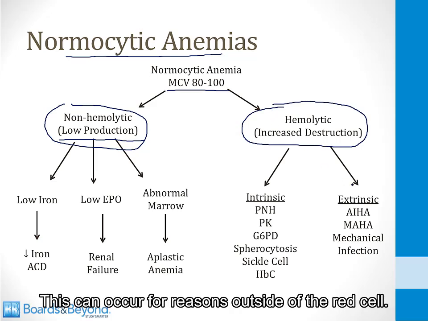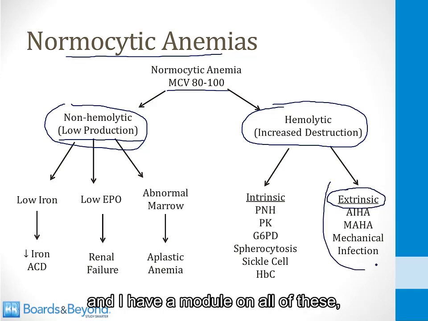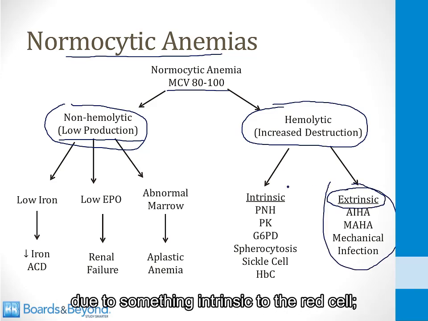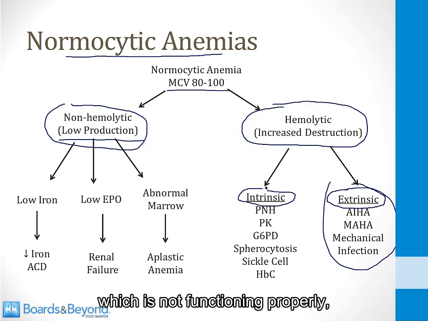This can occur for reasons outside of the red cell. These are called extrinsic hemolytic anemias, and I have a module on all of these. But these can also occur due to something intrinsic to the red cell. In other words, a normal part of the red cell which is not functioning properly, and that is causing hemolysis.